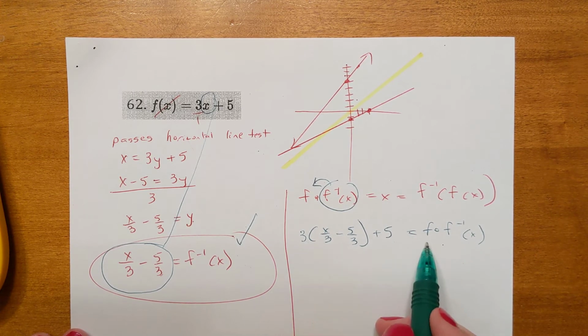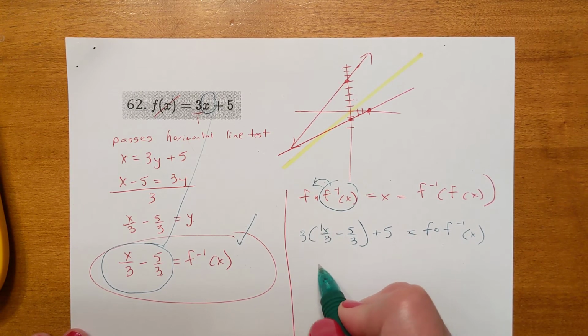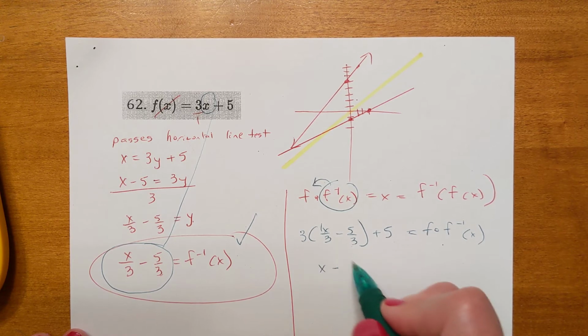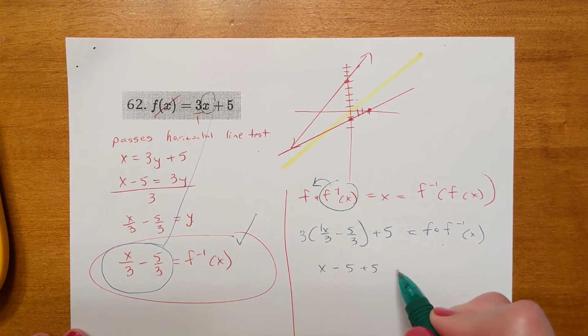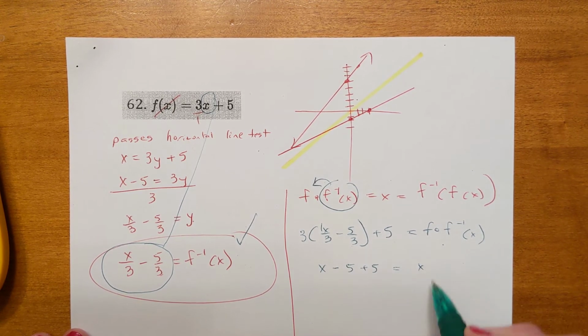So multiply across by 3. So 3 times a third is 1. And then 5/3 times 3 is just 5. So you end up with x.